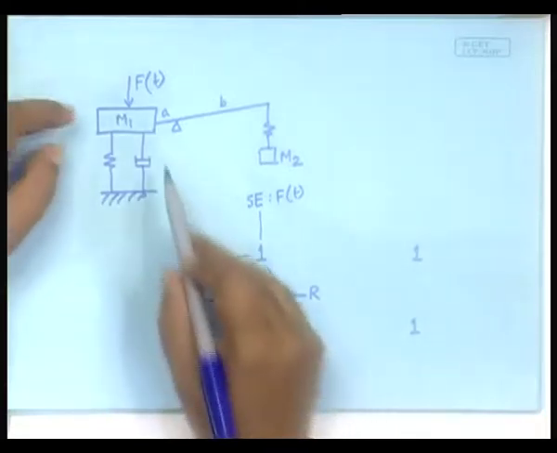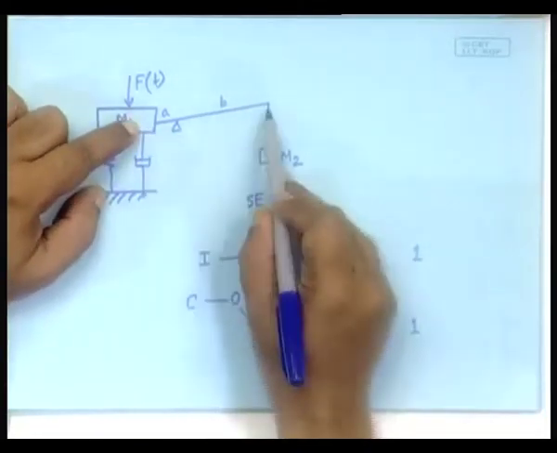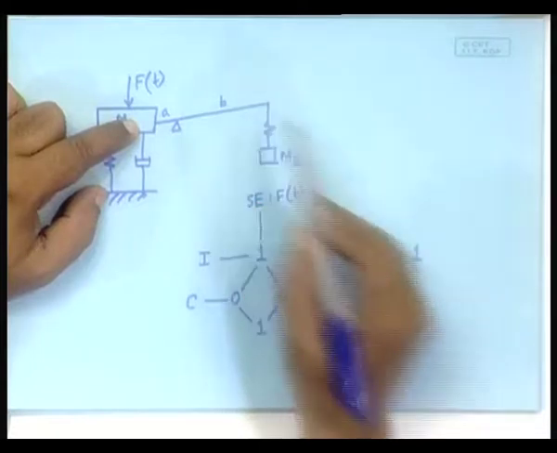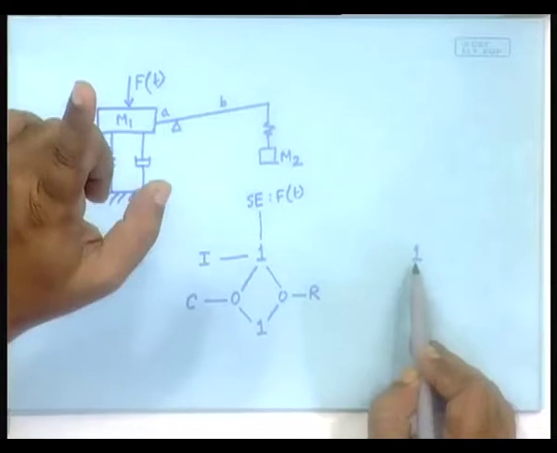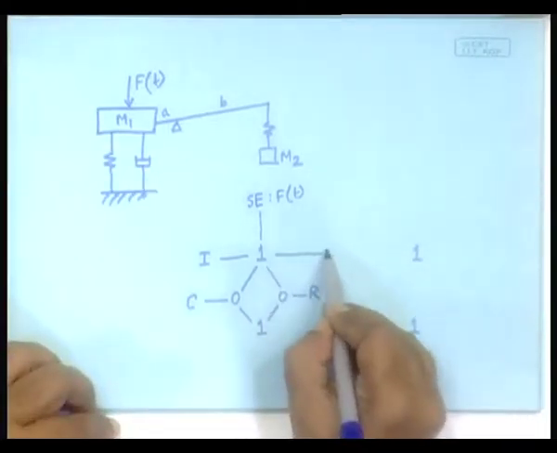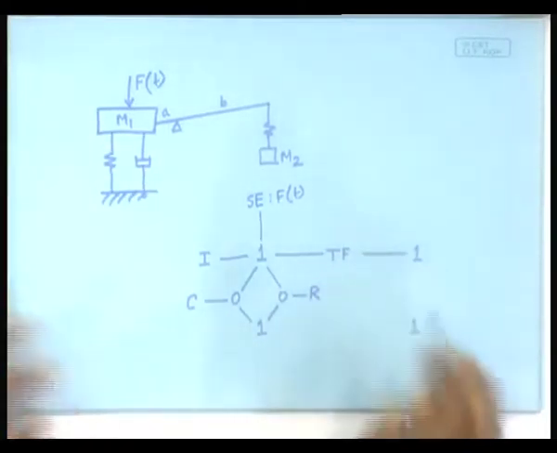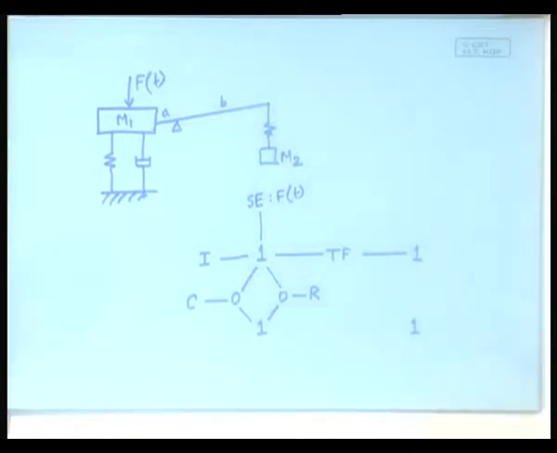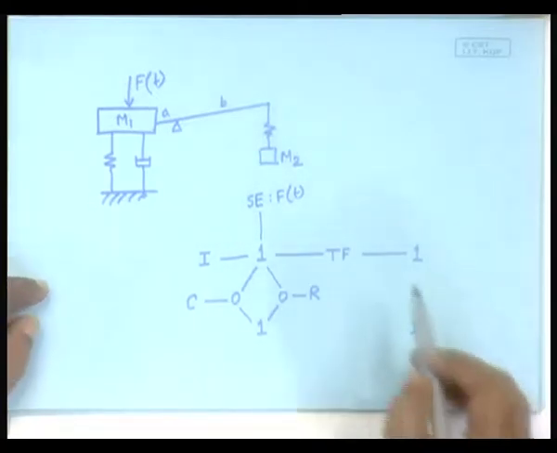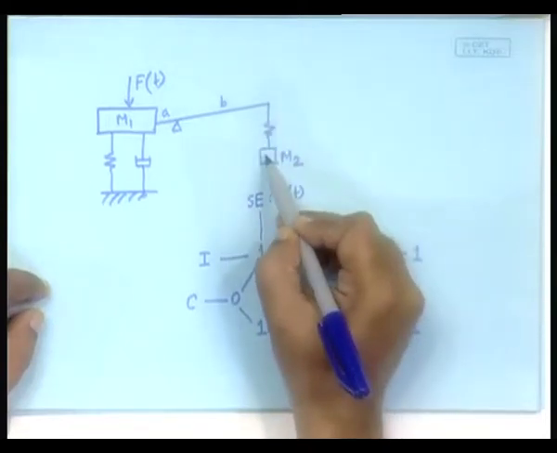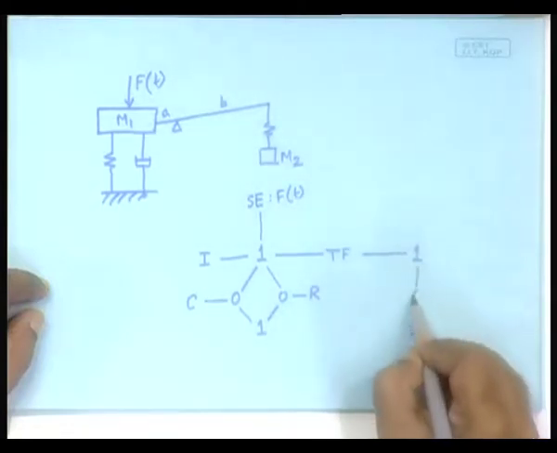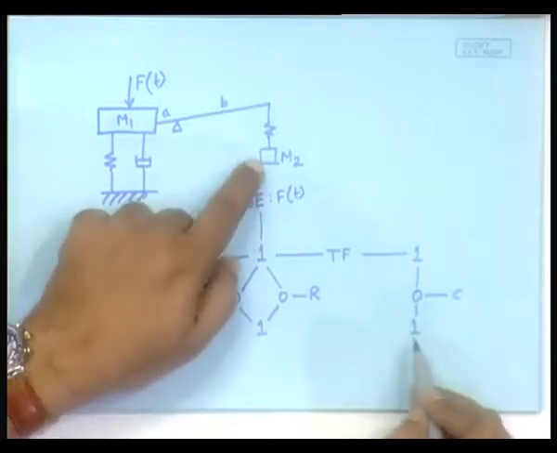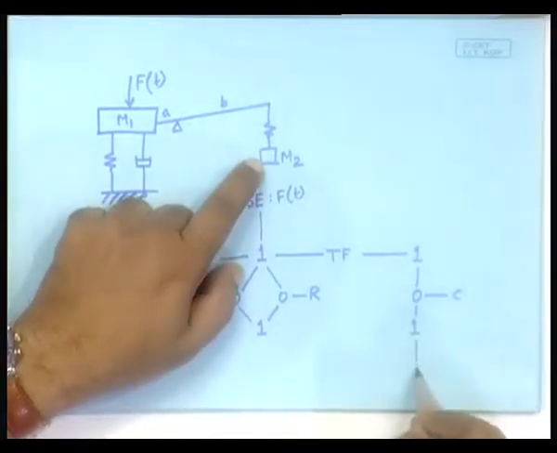All right. Now, here between this point and that point, we have the lever. So, between this 1 junction and this 1 junction, we will have a transformer. Yes, it is a transformer, TF, connecting. Now, between this point and that point, we have a 0 to C, and this 1 junction is connected to this I.